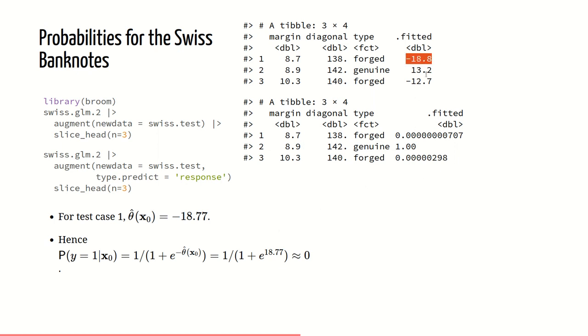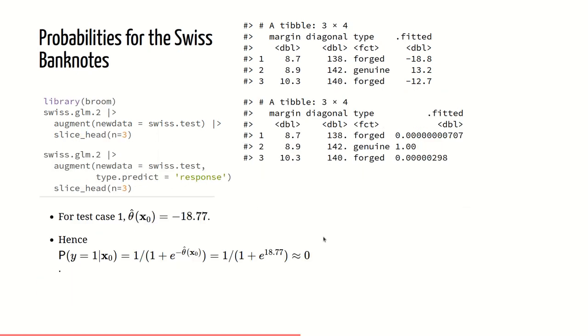So the fitted value here is exactly minus 18.77, and if you bung that into the logistic equation, we get 1 over 1 plus e to the 18. Now e to the 18 is a very big number indeed. So this is 1 over a very large number, so it's essentially 0. In fact, it's this number here. Right? So that's the relationship between those two things.